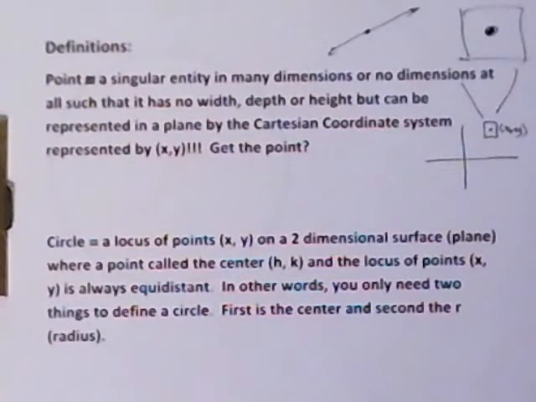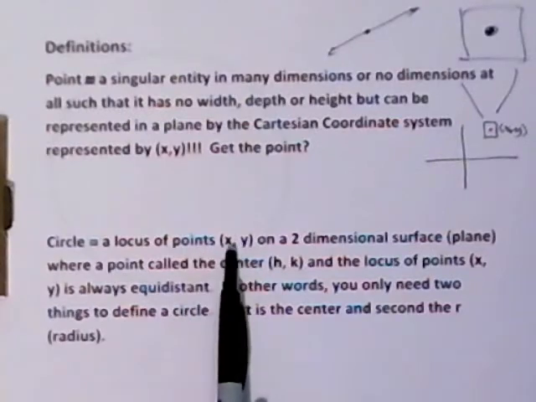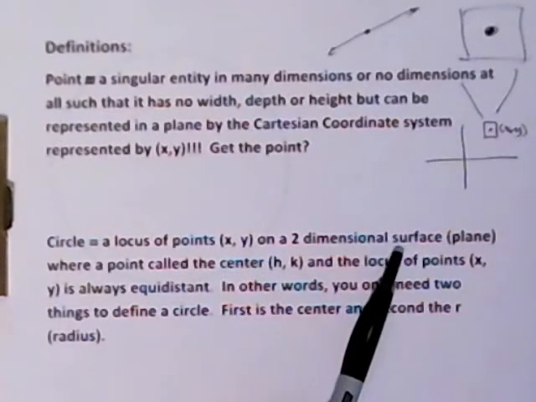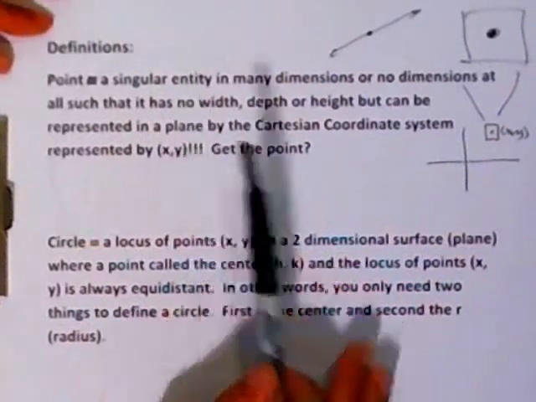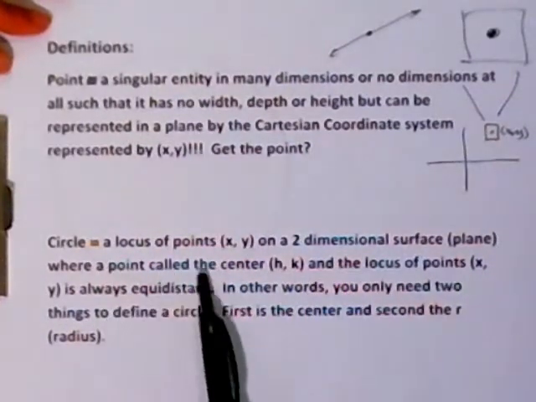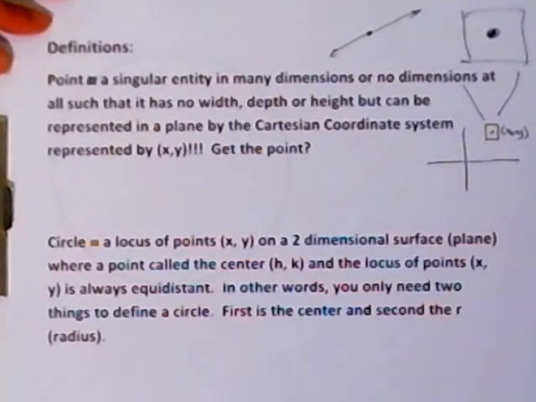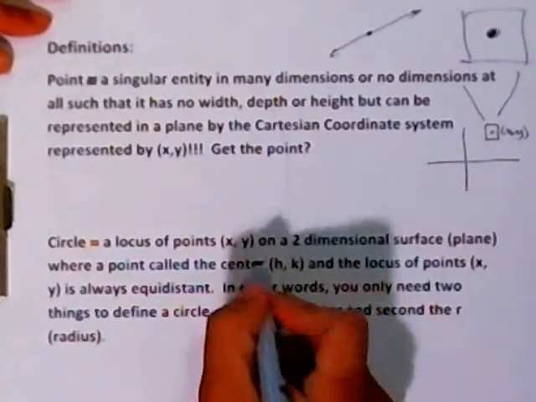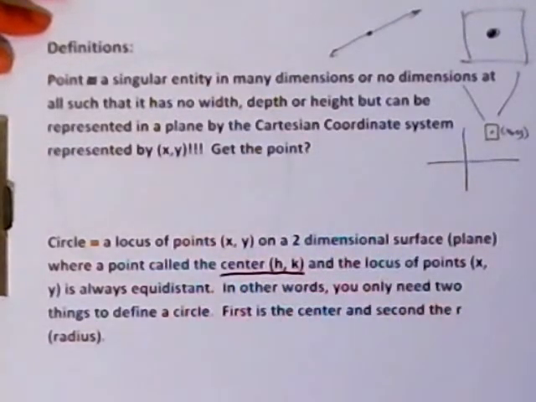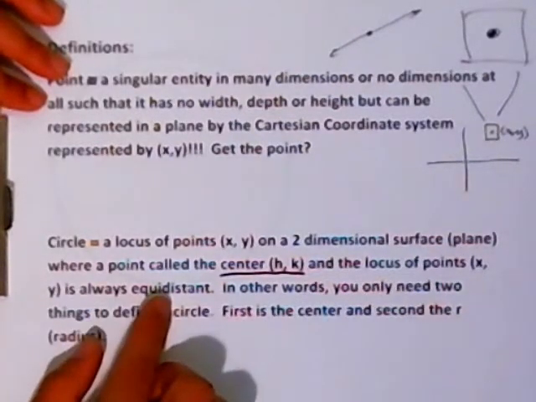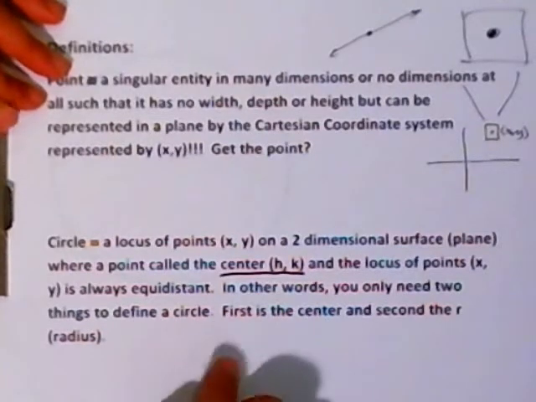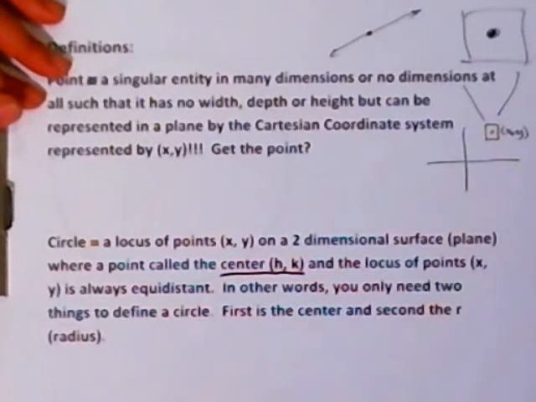So let's get to the definition of a circle. A circle is defined as a locus of points called x, y on a two-dimensional surface. It's usually on a two-dimensional surface called a plane, around a point called the center. We're going to signify the center point as h, k. This is extremely important. Let me underline it. So you have a center called h, k, and the locus of points x, y is always equidistant. In other words, the only thing you need to define a circle is a point and a line. I'm sorry, a point and a radius.